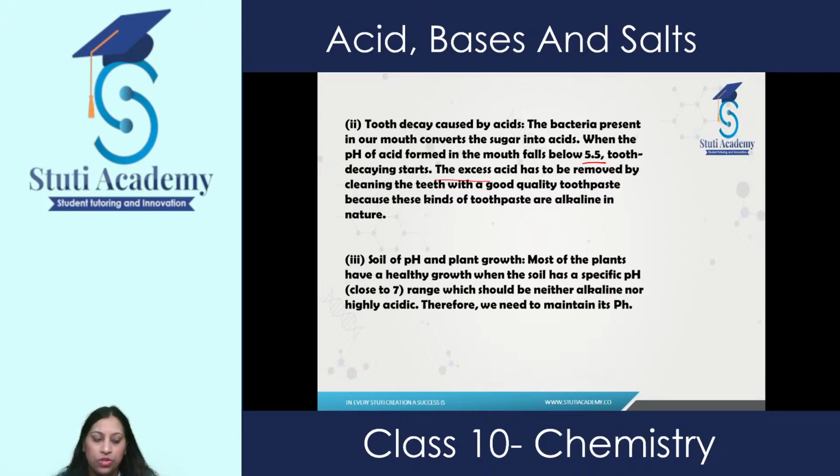Now third is soil pH and plant growth. As I told you earlier when I was discussing neutralization reaction also, soil has some tendency to grow crops on it. If soil is too acidic or too basic in nature, in both the cases crops will not grow. So to overcome this situation, farmers add acid or basic substance according to the need of the soil.